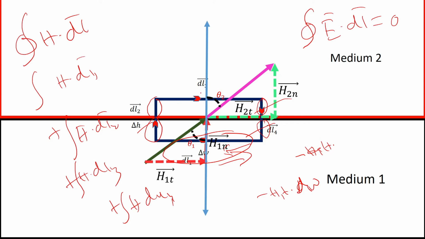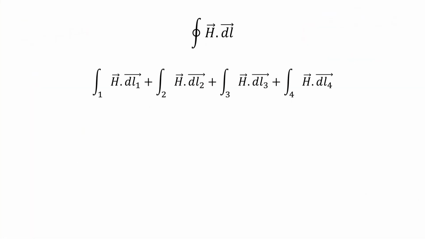And for the third path, H2T and dl3 bar are both in the same direction, so that is H2T times delta W. This is equal to the current enclosed by the path. So I'll rewrite everything I have said. The closed path integral of H bar dot dl bar can be written as the sum of four open path integrals: H bar dot dl1 bar, H bar dot dl2 bar, H bar dot dl3 bar, and H bar dot dl4 bar.